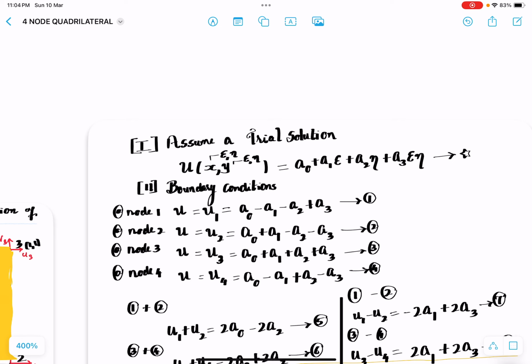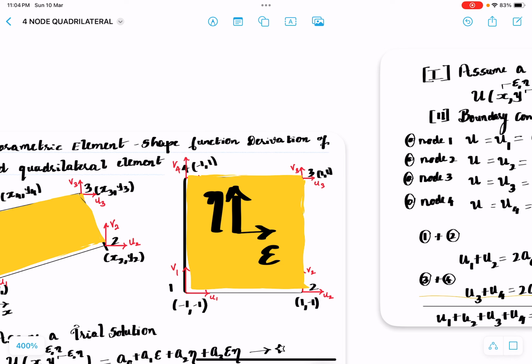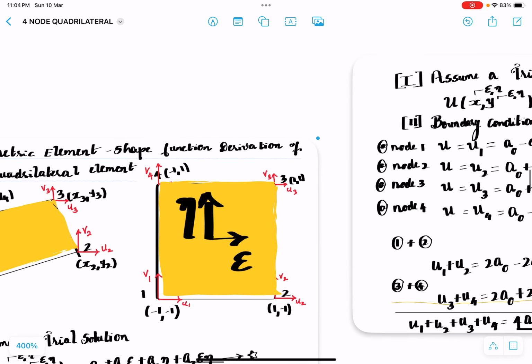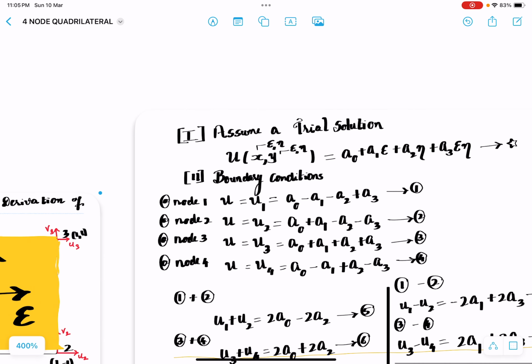The second step is to apply the boundary conditions. The boundary conditions are quite straightforward. At nodal point 1, the displacement along the x direction, the horizontal direction, is u1, along the vertical direction it is v1, and at nodal point 2, the displacement is u2, v2, and so on. So you apply the 4 boundary conditions for horizontal displacements, and you get 4 equations. There are 4 equations and 4 unknowns, A0, A1, A2, A3. All you have to do is solve the 4 equations for the 4 unknowns.